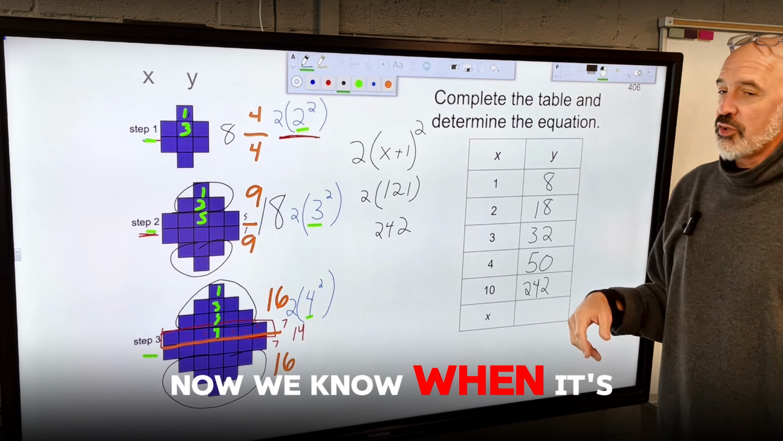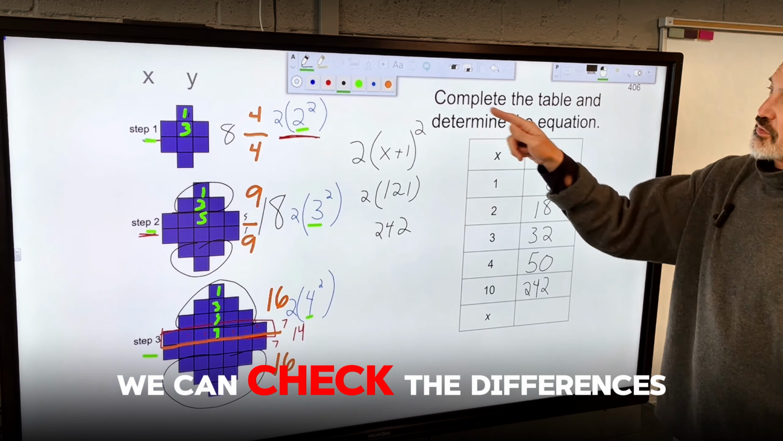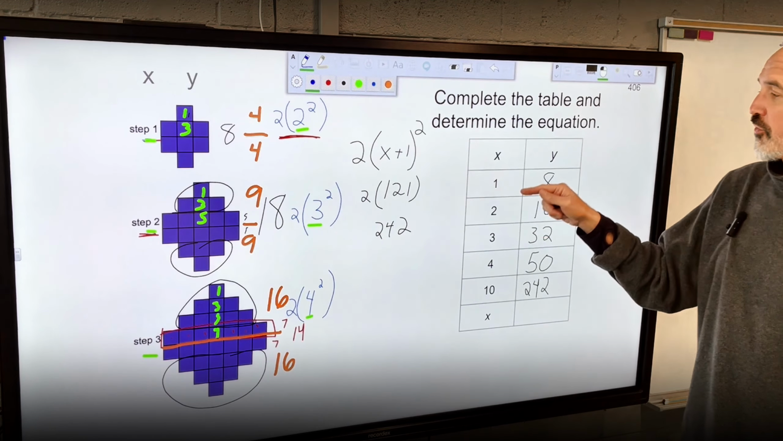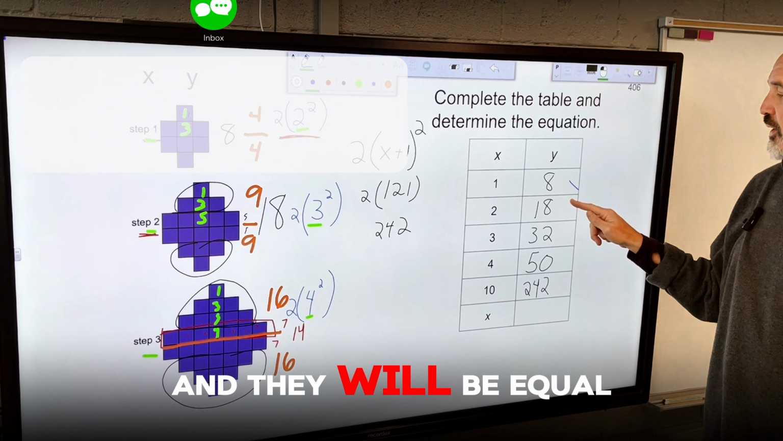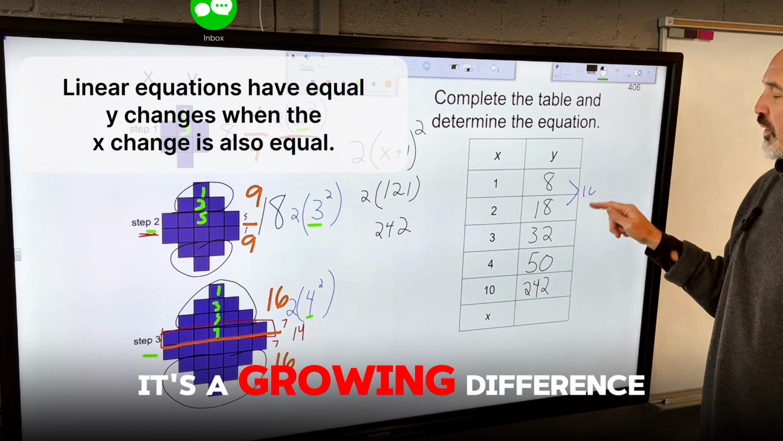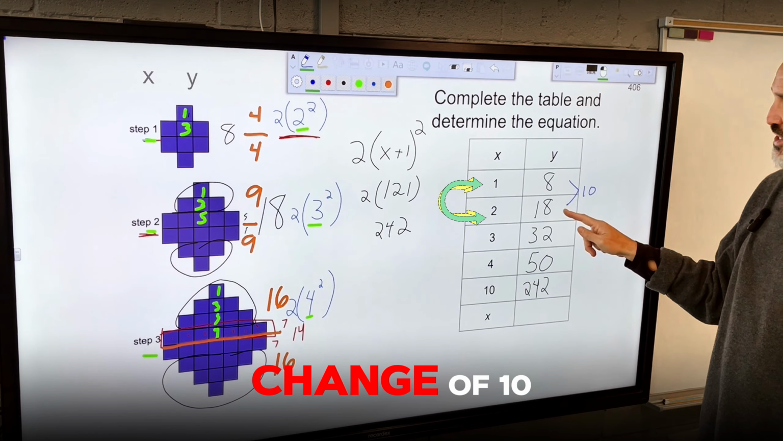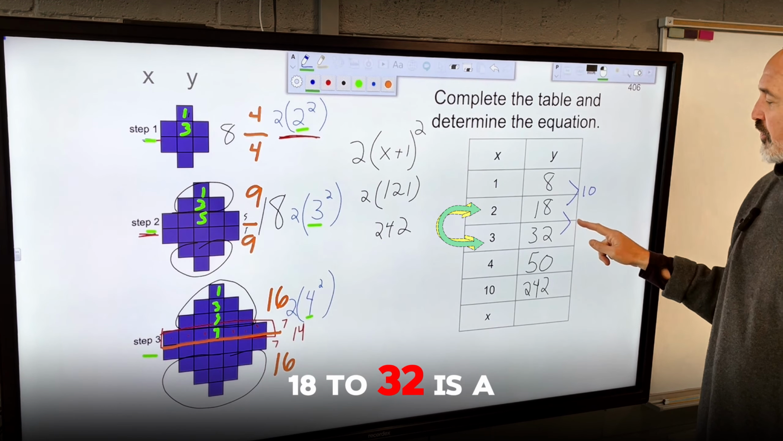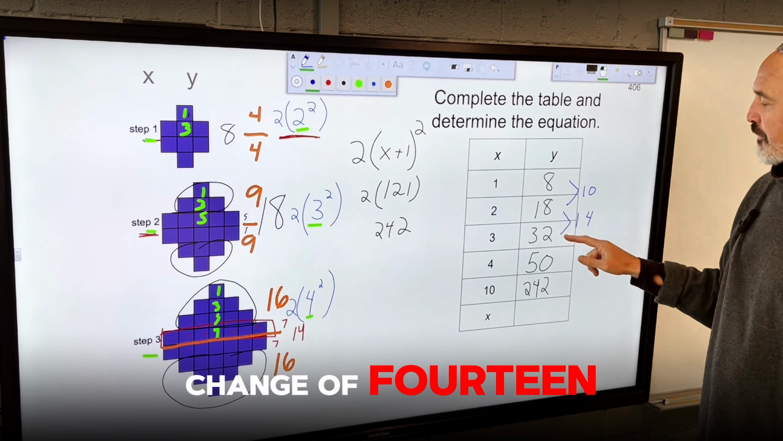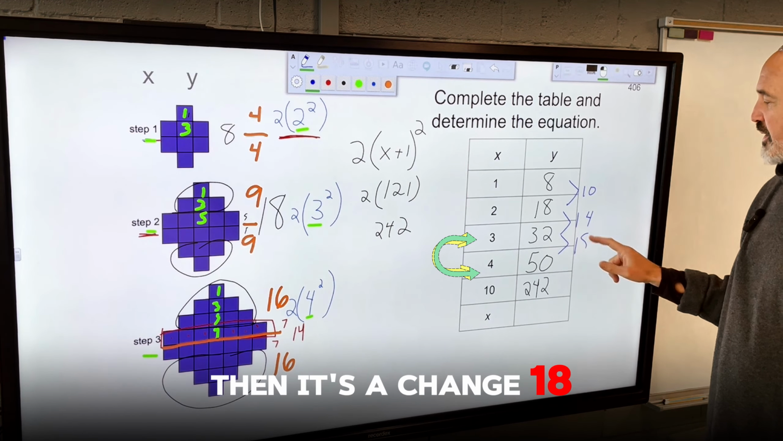Now we know when it's a linear equation, we can check the differences from the steps and they will be equal. But in this case, it's a growing difference because it's an exponential growth. So 8 to 18 is a change of 10. 18 to 32 is a change of 14. Then it's a change of 18.